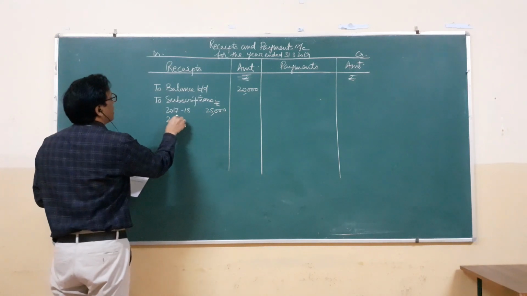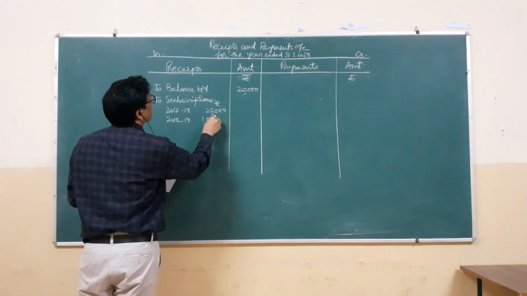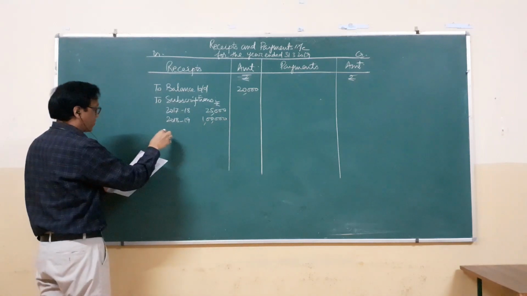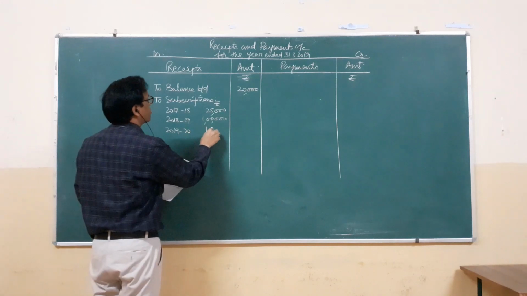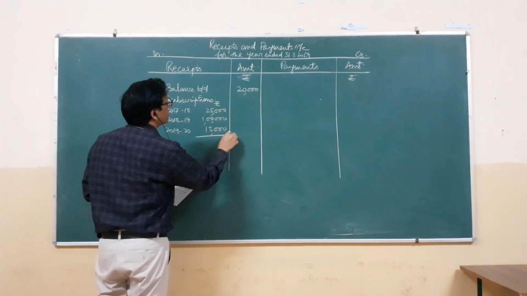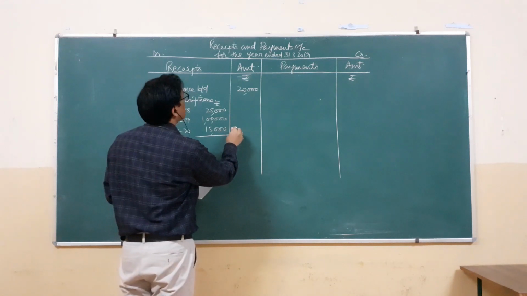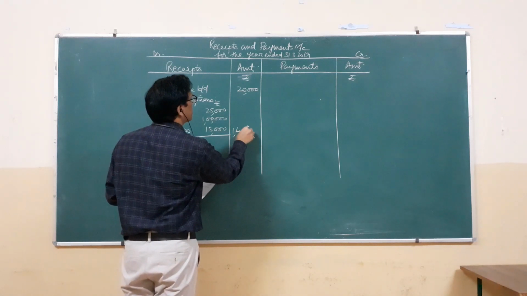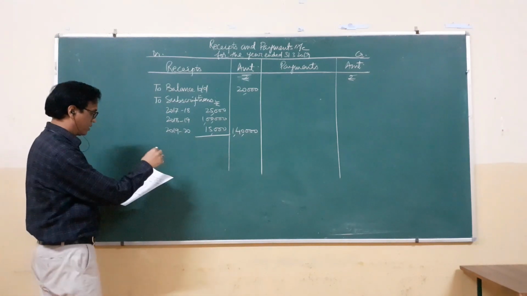For 2018-19, that is this current year, we have received 100,000 rupees, that is 1 lakh. And for 2019-20, we have received 15,000 rupees. So subscription is a receipt. We receive money through subscription. Subscription is the membership fee paid by the members to the organization.